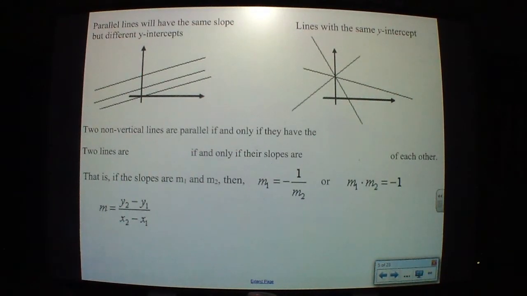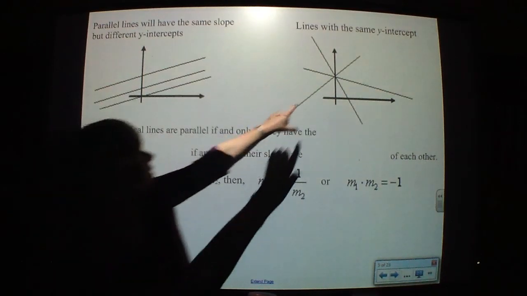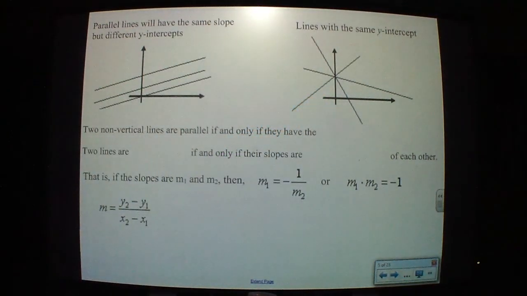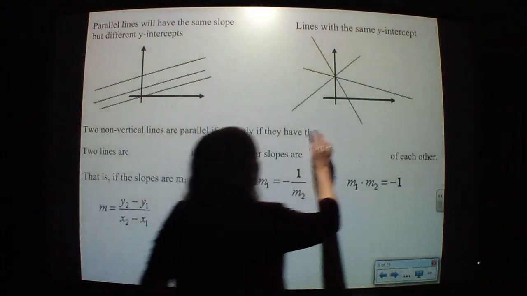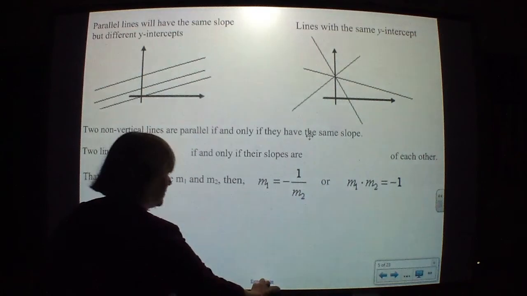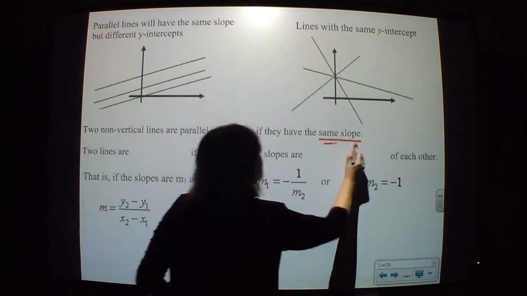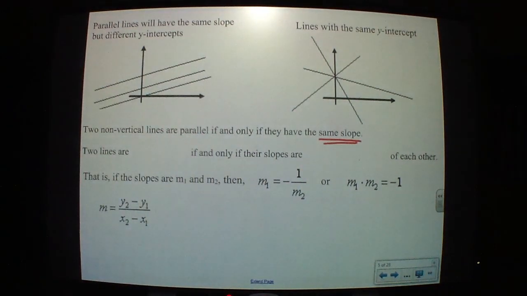Parallel lines will have the same slope, but different y-intercepts. And here's an example. See, if lines have the same y-intercept, they will have different slopes. Two non-vertical lines are parallel if and only if they have the same slope. So they're parallel if they have the same slope.